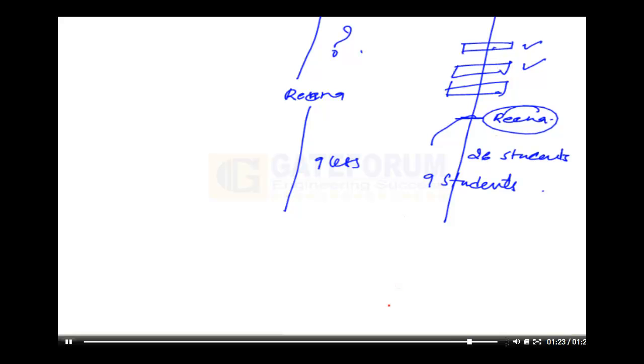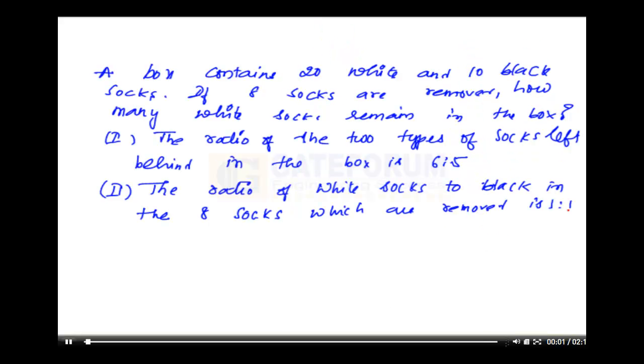So by combining both the statements also we cannot answer this question. So it is option D. There are 20 white and 10 black socks in a box, of which 8 are removed. Now we have to find how many white socks are left in the box.